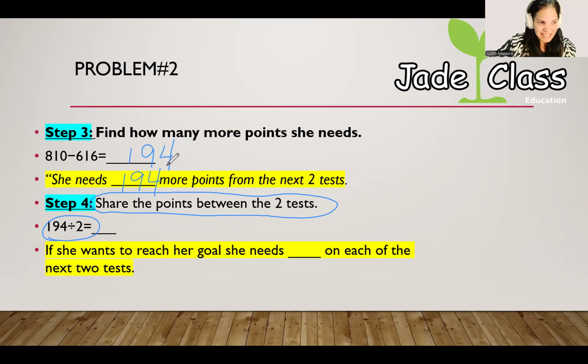The answer is 97. Excellent. So she needs to get an average of 97 on each test for the next 2 tests. If she wants to reach her goal, she needs to get 97 on each of the next 2 tests.